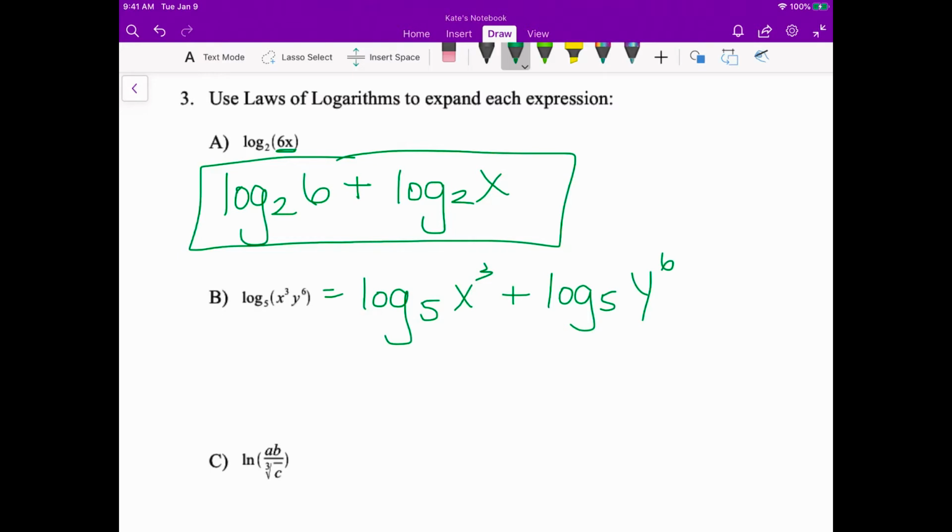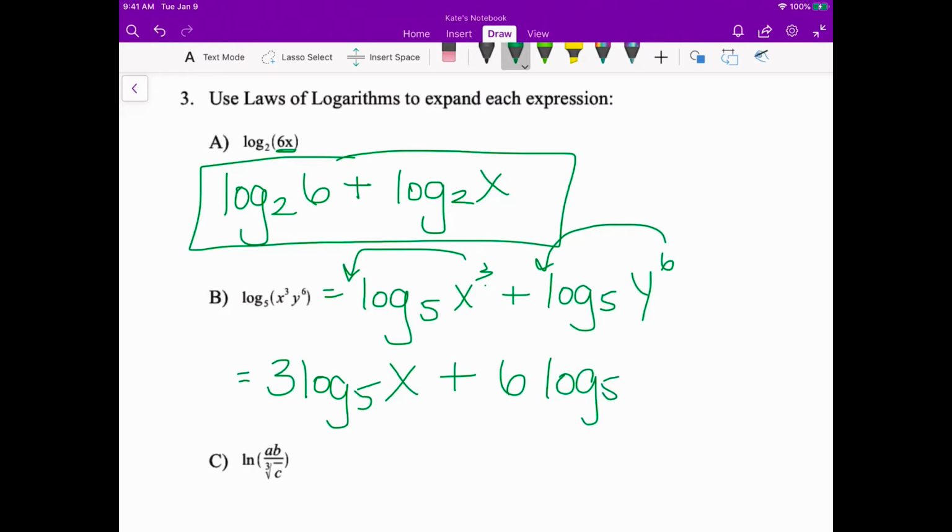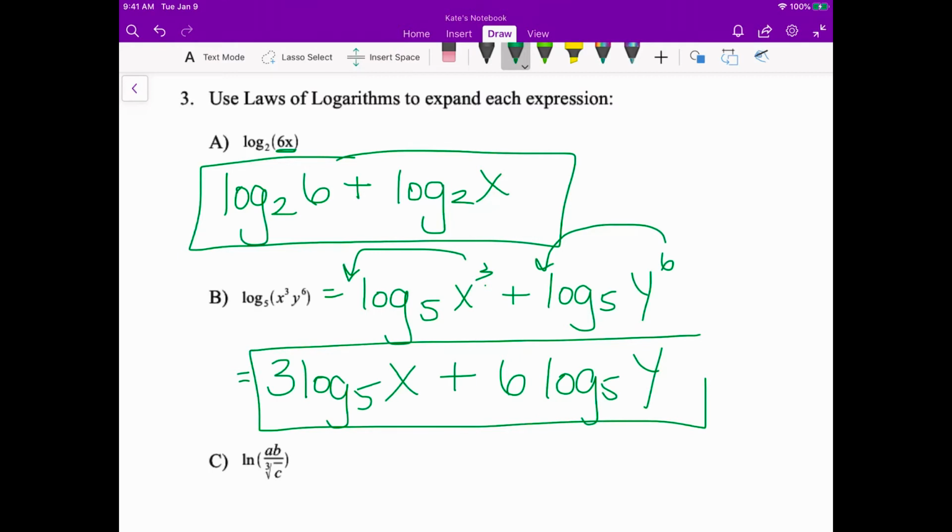Then I deal with the exponents. So the x has an exponent of 3. That's going to go around and become a coefficient. The same thing with the y. The exponent of 6 will come around and be a coefficient. So we will end up with 3 times log base 5 of x plus 6 times log base 5 of y. And then that will be our final answer.